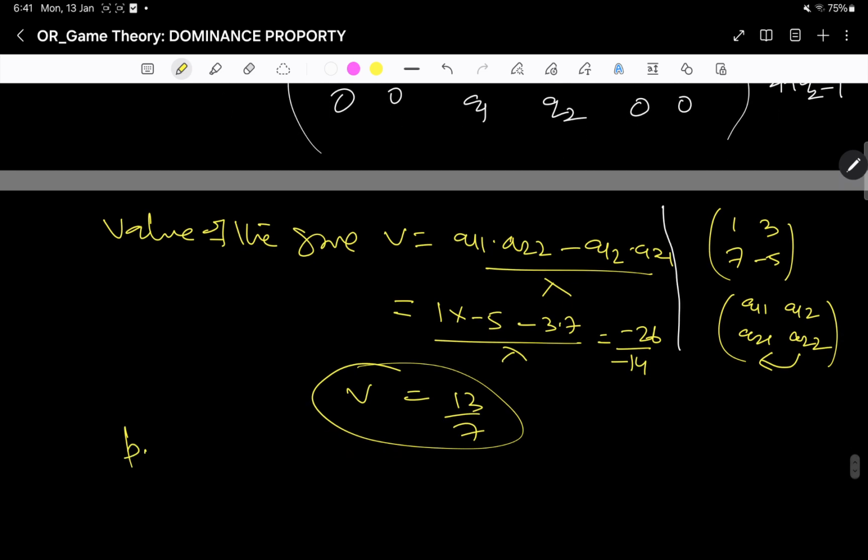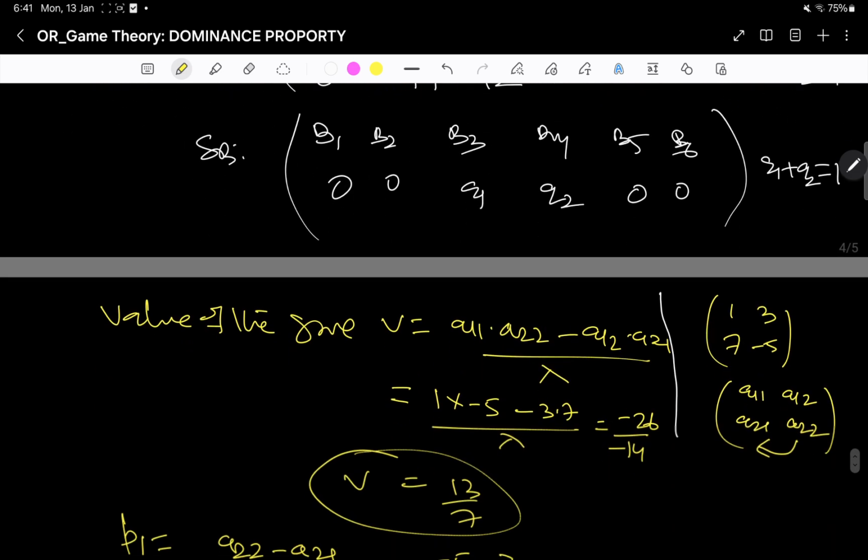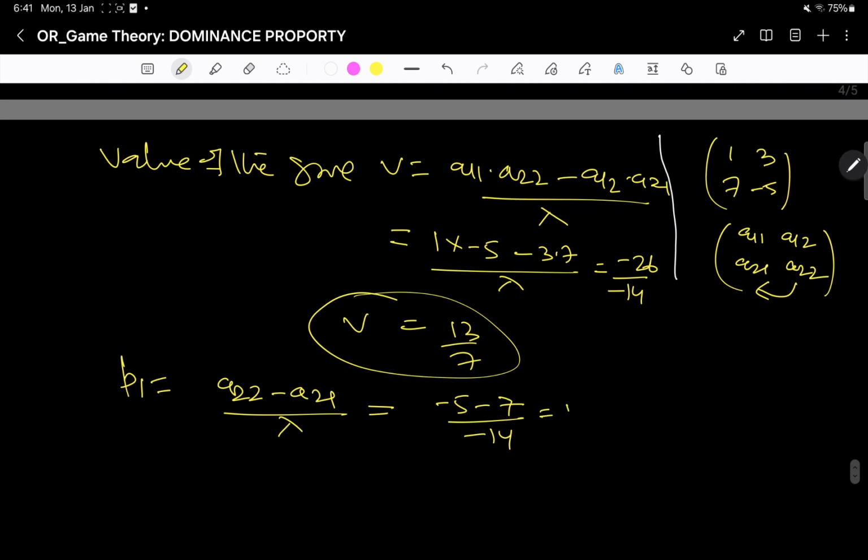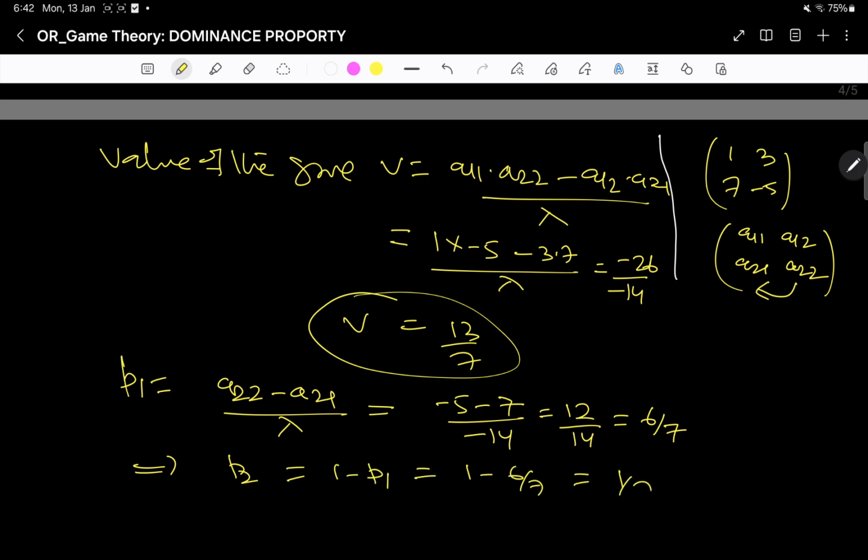What is your P1? P1 is equal to A22 minus A21 by lambda. So this is equal to minus 5 minus 7 by minus 14. Here lambda we got as minus 14. So this is 12 by 14, which is 6 by 7. So this implies your P2 is 1 minus P1, which is 1 minus 6 by 7, that is 1 by 7.